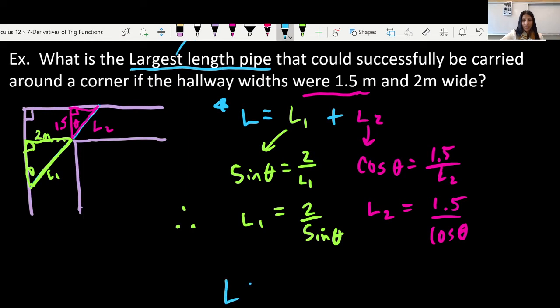So I can put this all together. L is equal to 2 over sine theta, so that helps me deal with that part, plus, oh, the color coding is awful, let me do this properly, plus 1.5 over cosine theta, which allows me to deal with that part.